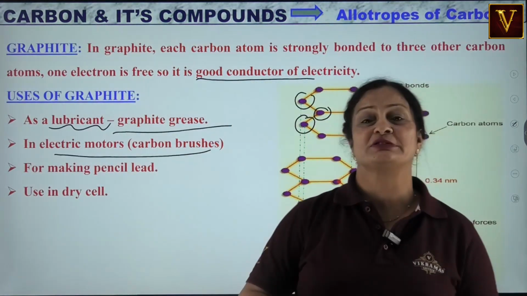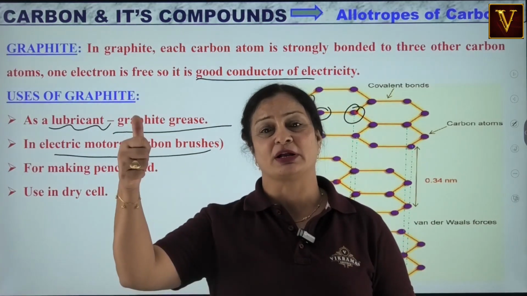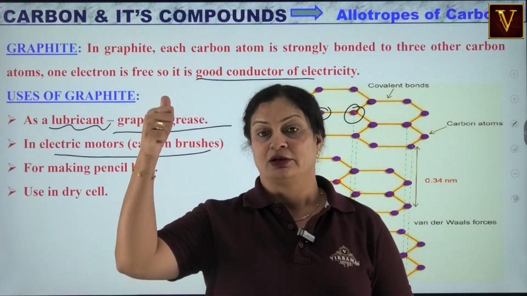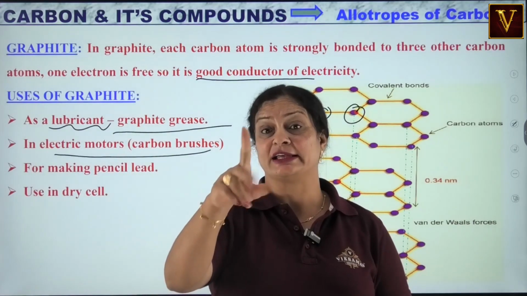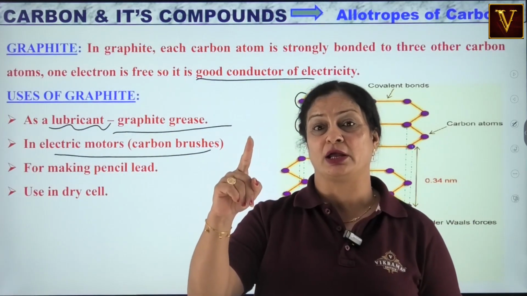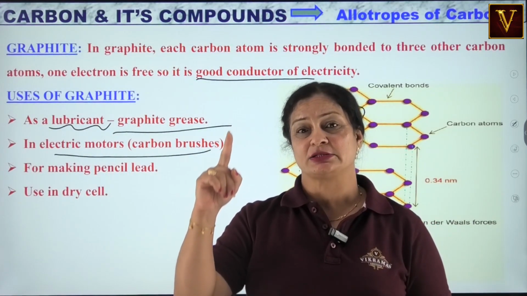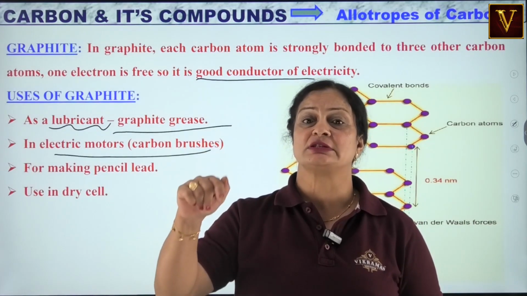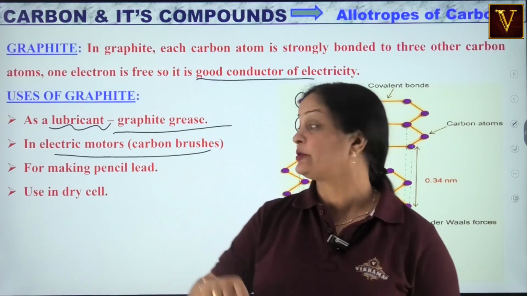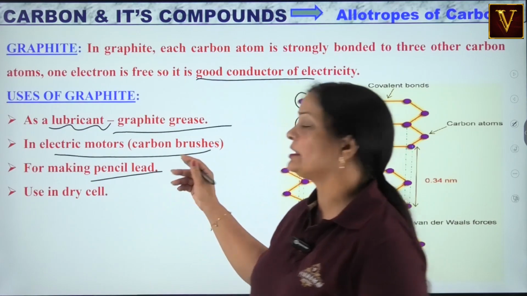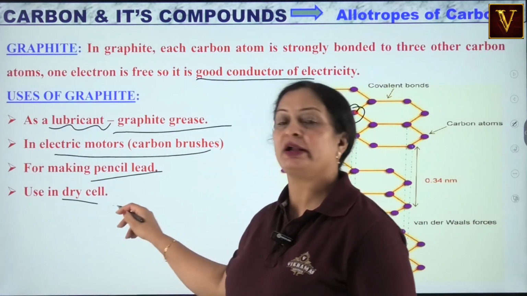Why is carbon used in an electric motor? Because it is good conductor of electricity. Do you know? It is also used in dry cell. जो हम लोगों के घरों में रिमोट में सेल है, that is known as dry cell. और उस dry cell में भी क्या है? Graphite rod. Making pencil lead. Dry cell में already बता चुकी हूँ.